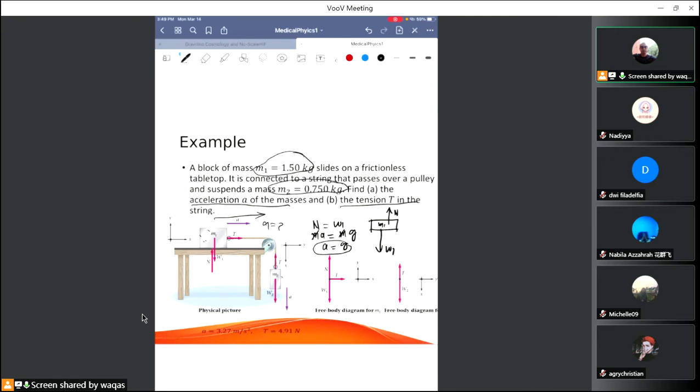Now come to this block, M2. For block M2, you see that the tension is in the upward direction and the weight is in the downward direction. So from here you can find the tension, and then using this tension you can find the acceleration. Do you understand or not?